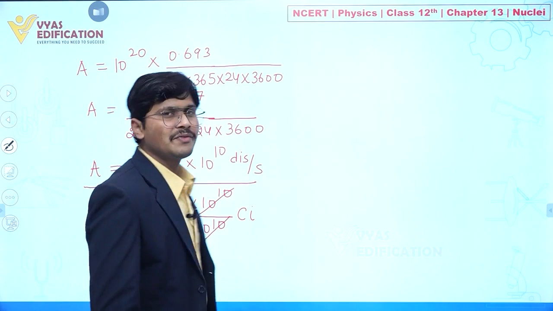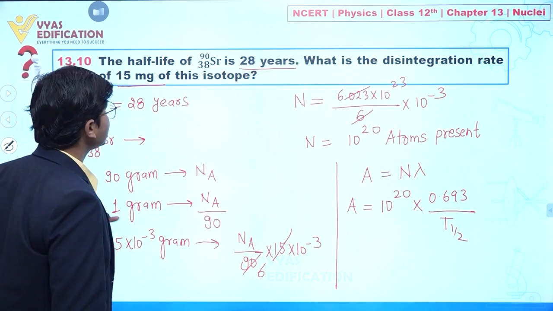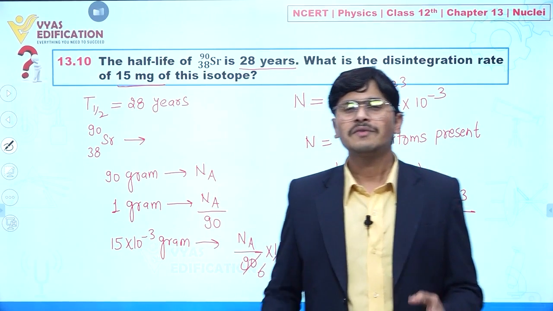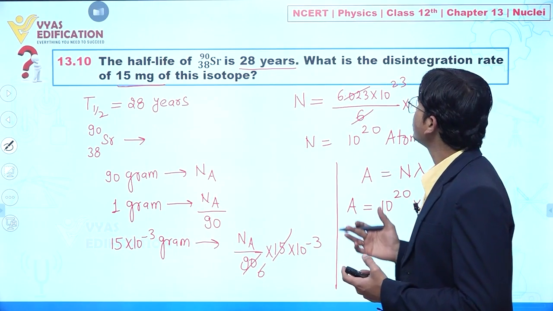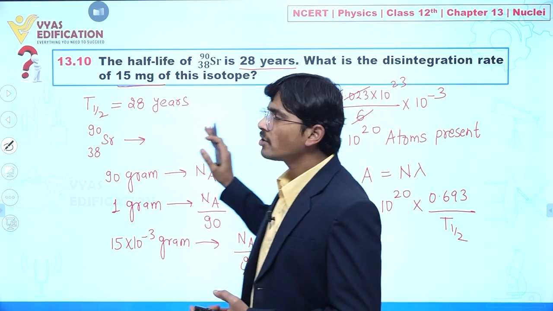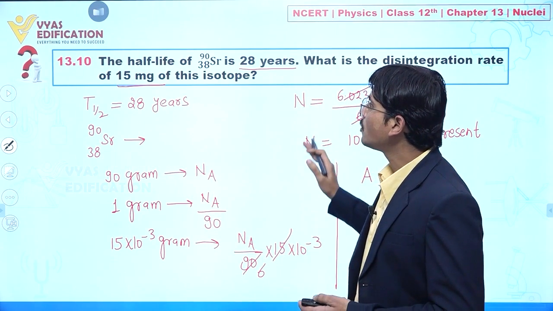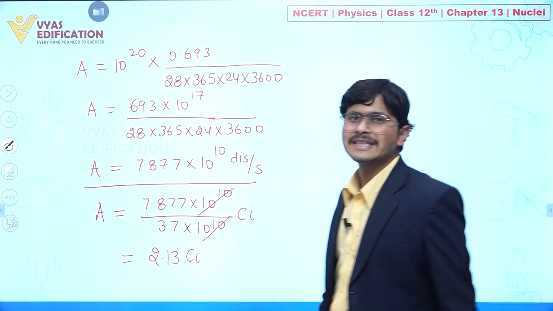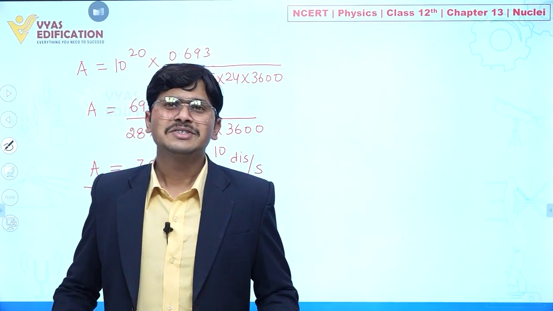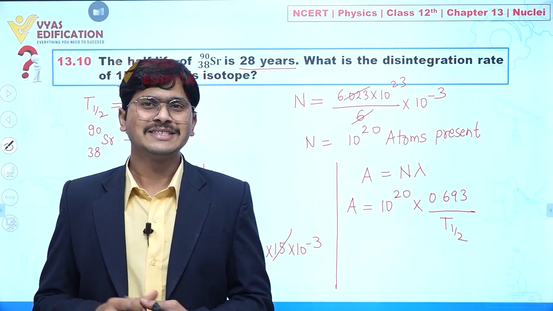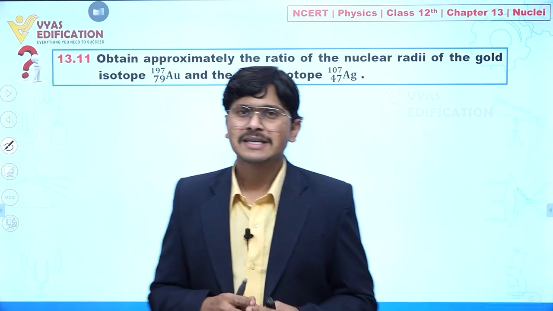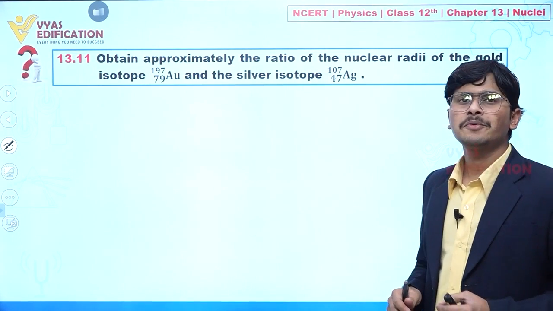Clear to everyone? So what we understand from this question, which is very important, is that the disintegration rate of this 15 milligram of the isotope is equal to 2.13 Curie. Clear everyone? So this is all about this question. Now students, we are going to discuss question number 13.11.